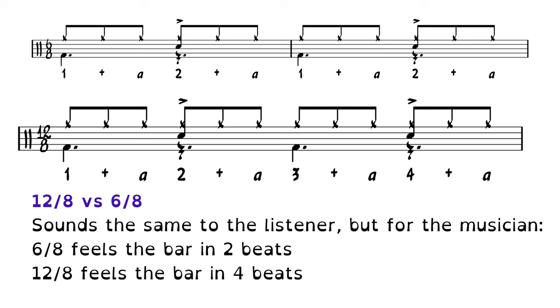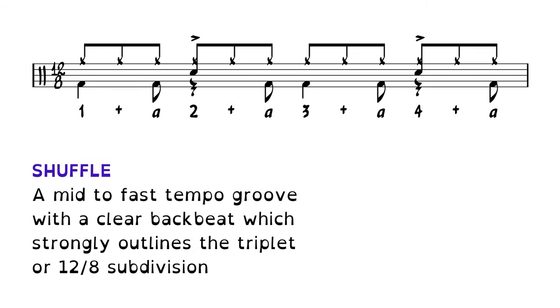Now that we are feeling the subdivision in 3, we can experiment with different kick snare patterns, remembering to keep the snare on 2 and 4 to keep that forward momentum happening. When the groove is outlining a solid triplet subdivision, we call this a shuffle, used in many genres of music, but particularly rock and blues.